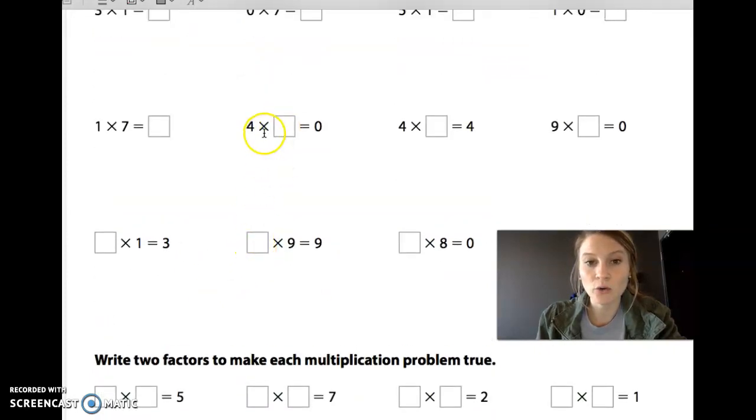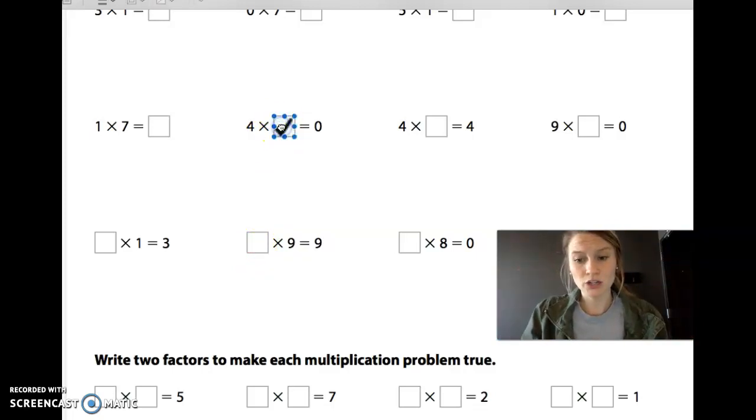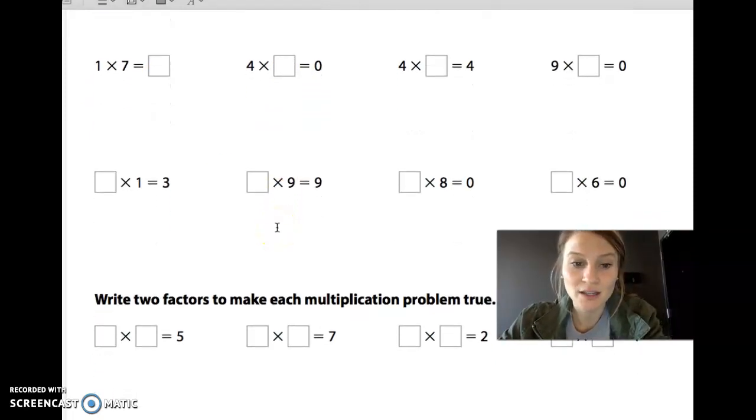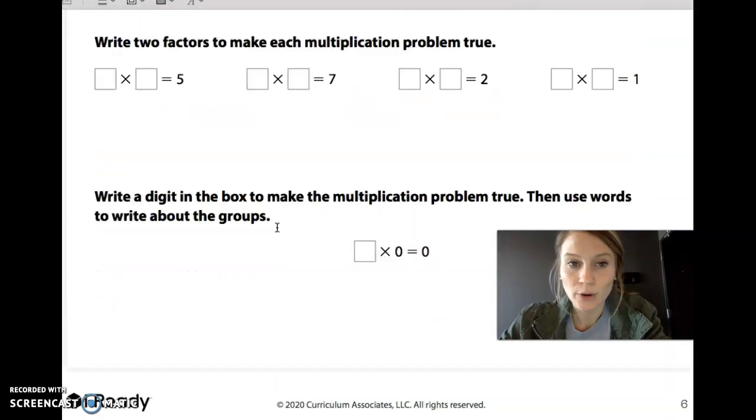Which is factor? So 4 times what? 4 times what equals 0? Well, anything times 0 equals 0. I don't want to put that check there. 4 times 0 equals 0. So go through and make sure you guys keep going with this. We're almost done with this.